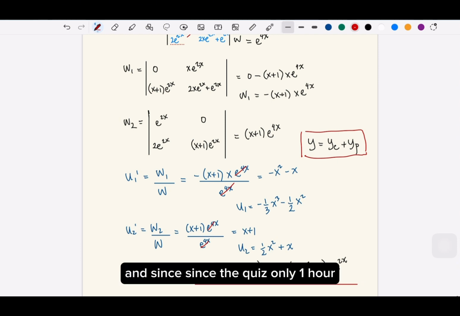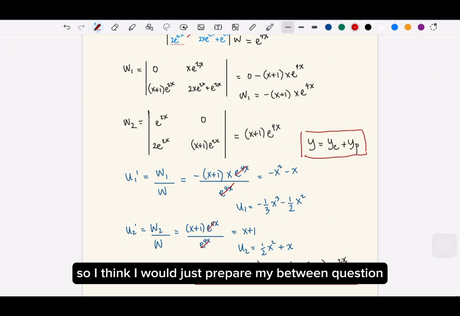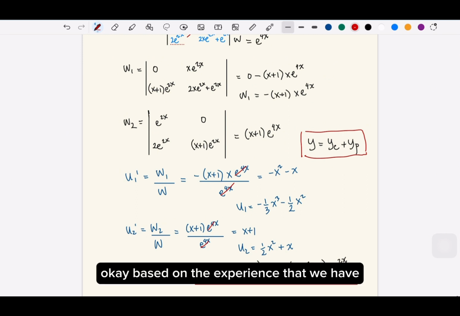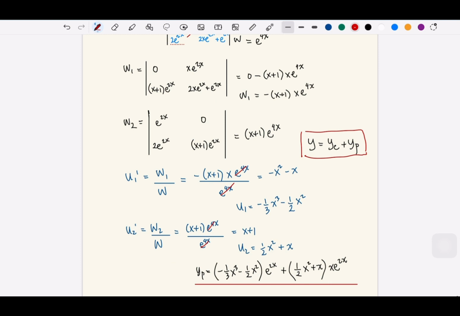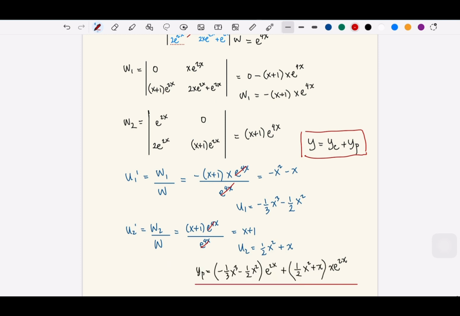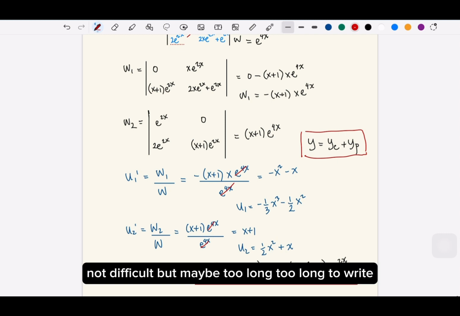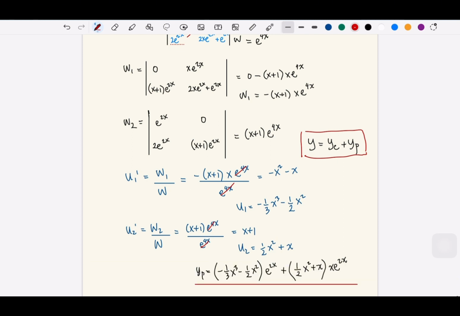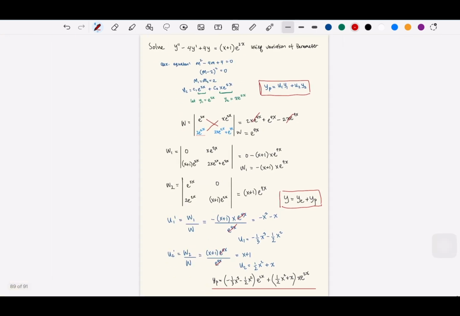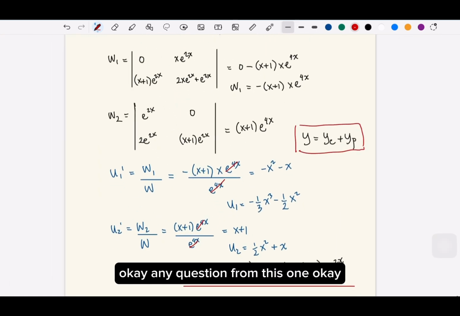And since the quiz is only 1 hour, I think I will just prepare maybe 3 questions. Based on the experience with the first quiz, sometimes the question is not difficult, but maybe too long to write. So I need to prepare just a few questions. Okay, any questions from this one?